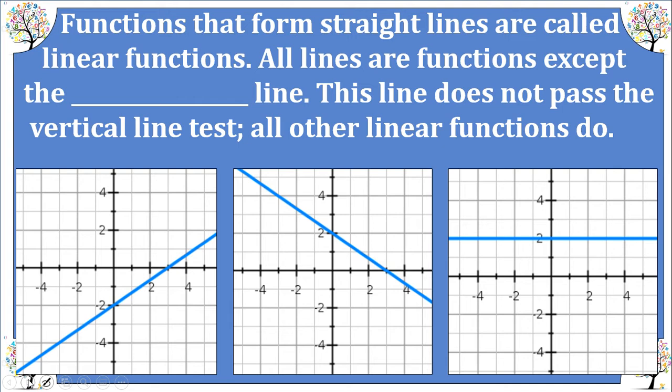So all lines are functions except, if you recall, the vertical line. So the line that goes up and down does not pass the vertical line test. But you do need to understand that all lines except the vertical line, so if we have a line that slopes up, a line that slopes down, or a line that has a slope of 0, it just goes from left to right and doesn't go up or down, all three of these are functions and they are linear. So these are the three lines that are functions.